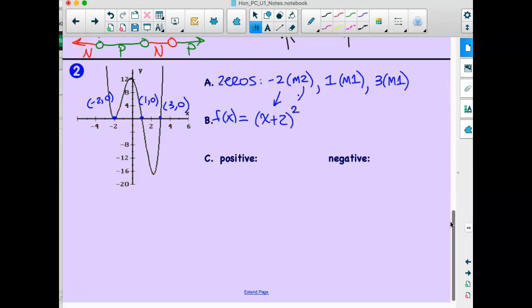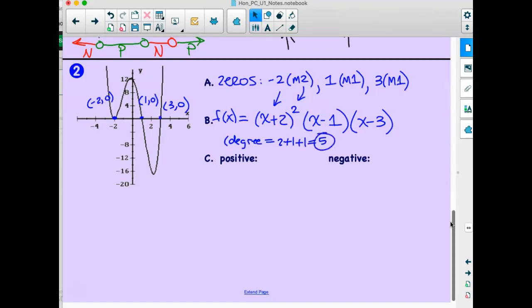Multiplicity 2 means you square it, times x minus 1 to the first, times x minus 3 also to the first. All together, you'll notice the degree is 2, 1, 1. So the degree is the total multiplicity, which in this case is 2 plus 1 plus 1. So that would be 5, 5th degree. And that is... wait a minute, I did that wrong. 2 plus 1 plus 1 is not 5, it's 4. Of course, what a ridiculous statement. Thank you, all right, talking to myself.